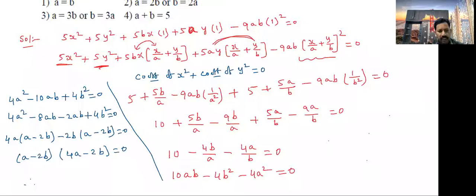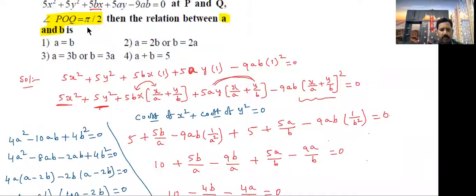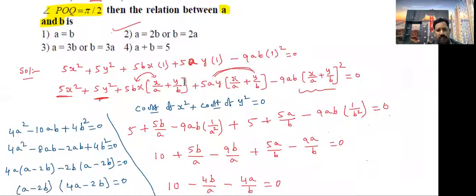So therefore, we get the answer. One is a is equal to b. Another one is 2a is equal to b. In this equation, 2 is going to cancel. So finally we got the answer: a is equal to b and b is equal to 2a. Which option is correct, students? Second option is correct. Students, all of you understood now?